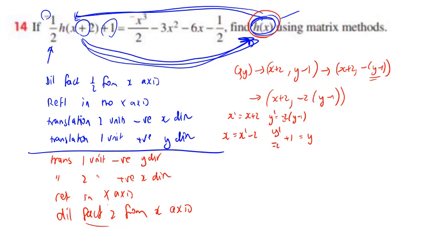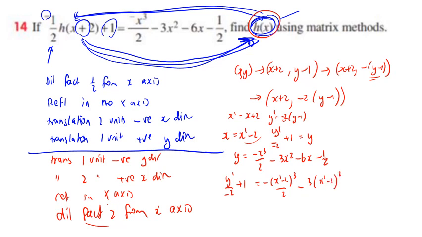Well, we now substitute in. So our original equation was, and let that be y is equal to minus x cubed over 2 minus 3x squared minus 6x minus half. And when we sub in, the y gets replaced with y dash over negative 2 plus 1. All the x's are going to be replaced with x dash minus 2. So it's minus outside of x dash minus 2 cubed all over 2. Minus 3 times x dash minus 2 all squared. Minus 6 times x dash minus 2 minus a half.